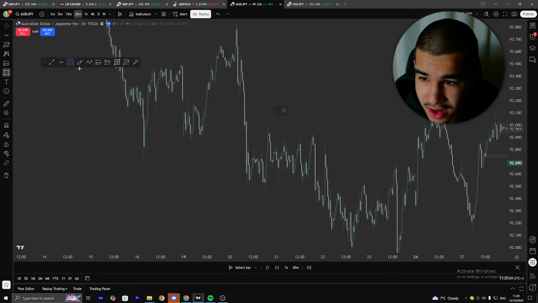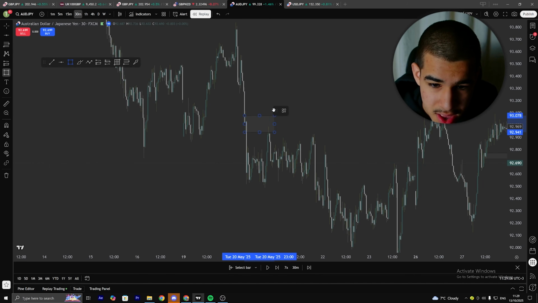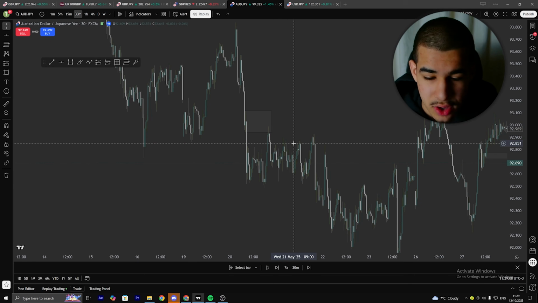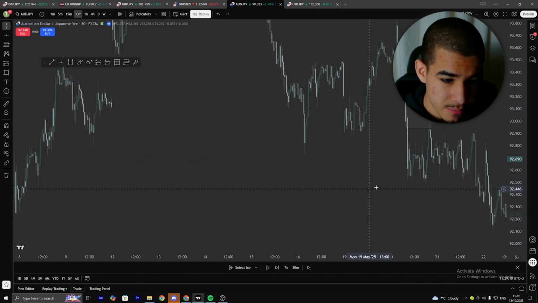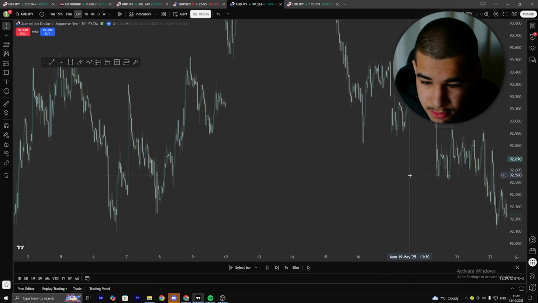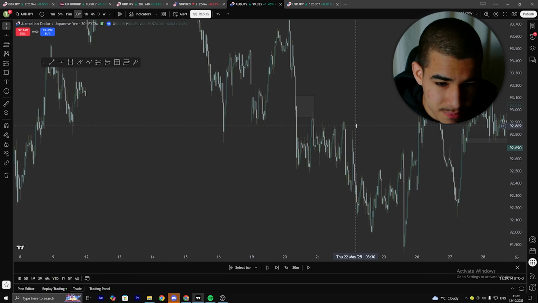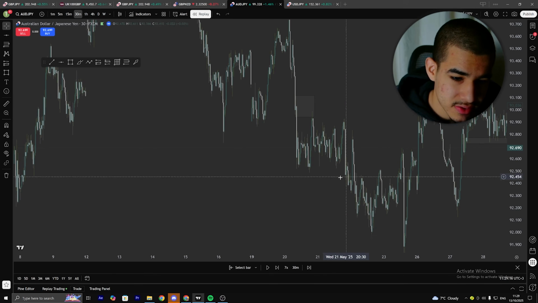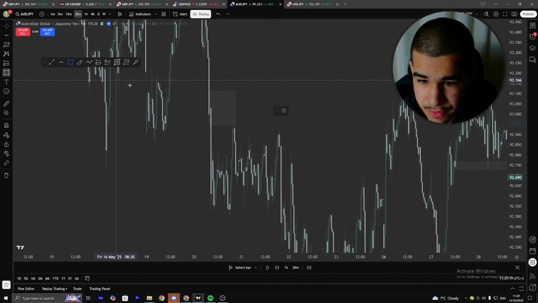Now, once again, I found another setup right here. And again, this is not an A plus setup. And the reason for that, well, I just want to say beforehand that all these trades win, but they have a high probability of losing. I found another setup right here.